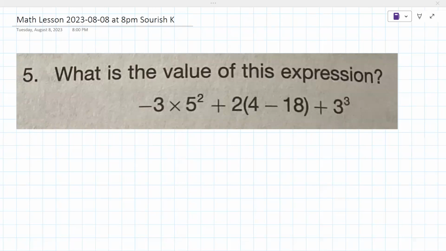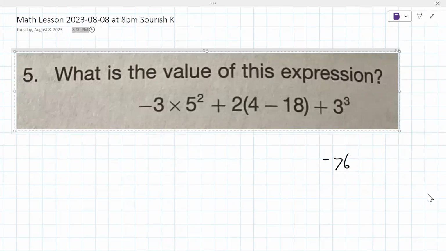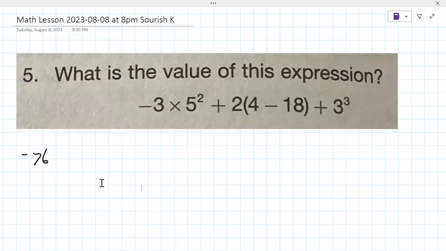-76. All right, how did you come up with that? Did you use a calculator? Did you do it by hand? What did you do? All right, so tell me what you did first. I just multiplied and just added and subtracted.